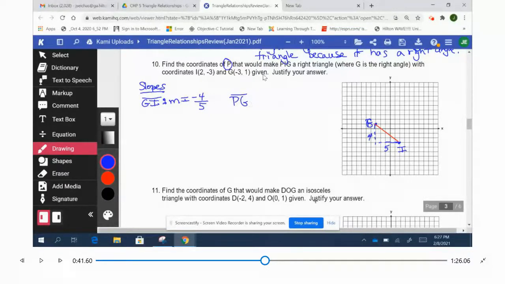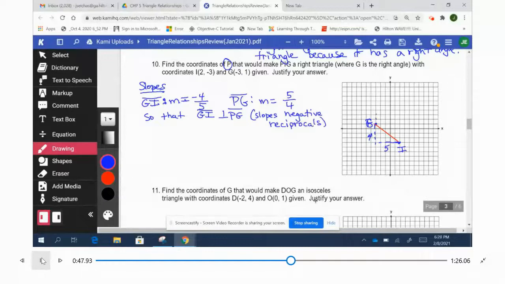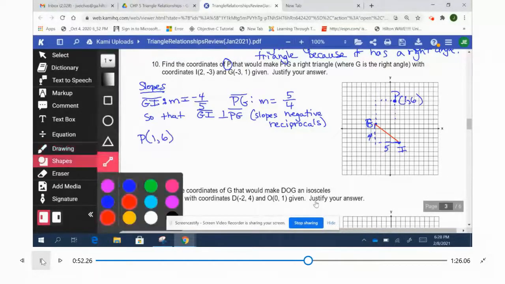So now, to create a right angle, I'm going to need to apply a slope that is the negative reciprocal, so 5/4. So from G, because I want the right angle at G, okay, it does say that right here, right angle at G, I'm going to move a slope of up 5/4. It's going to land on the 0.16.